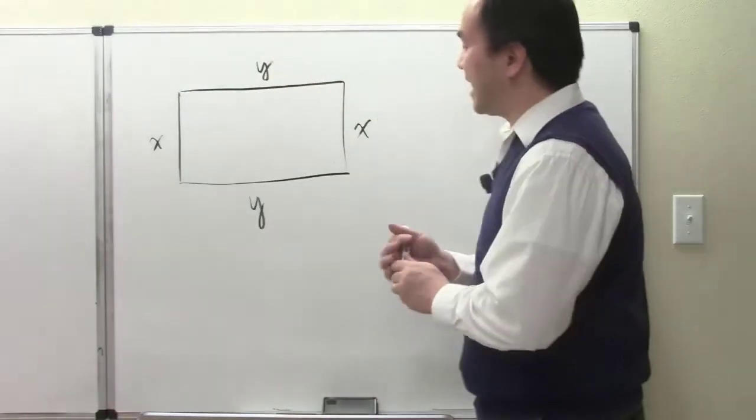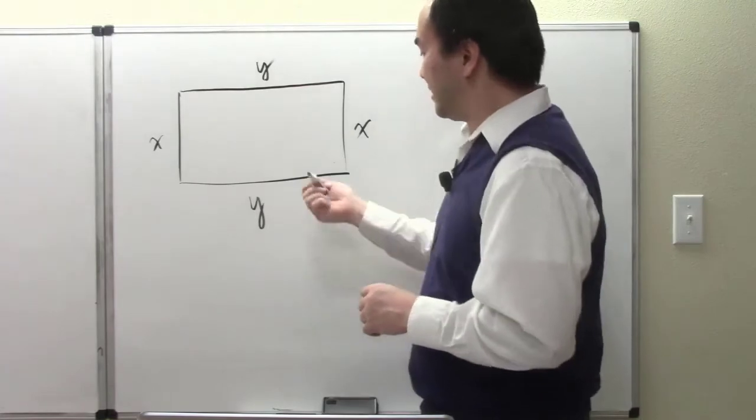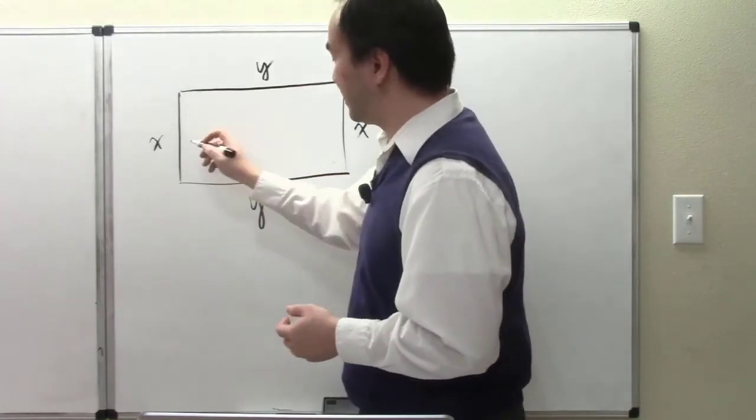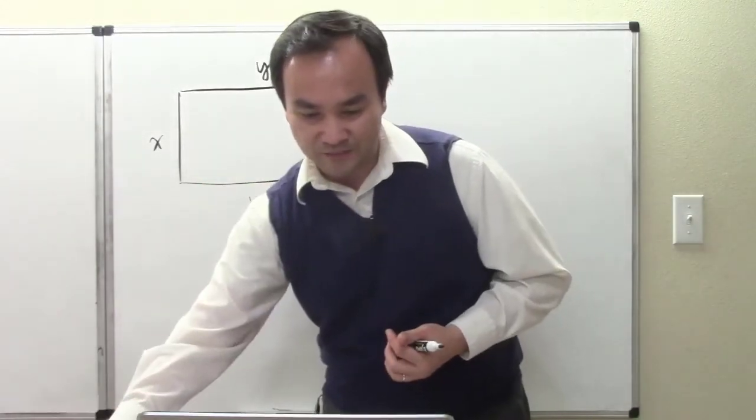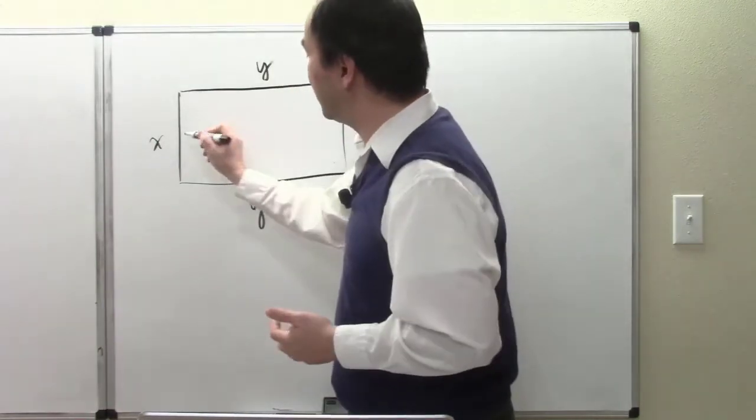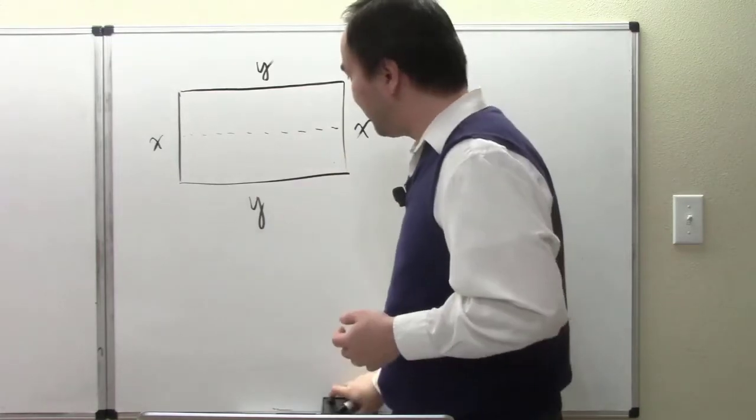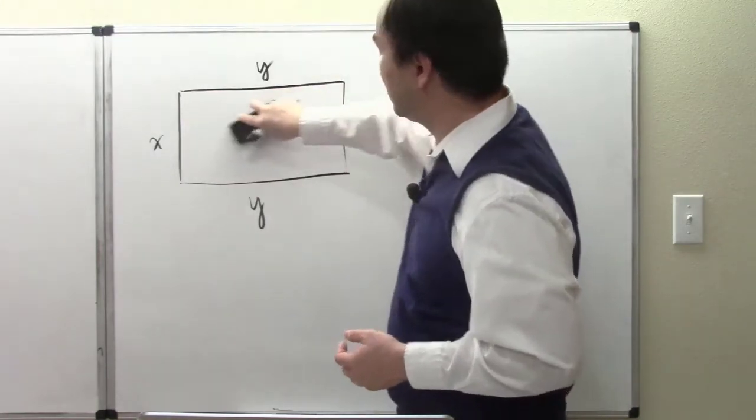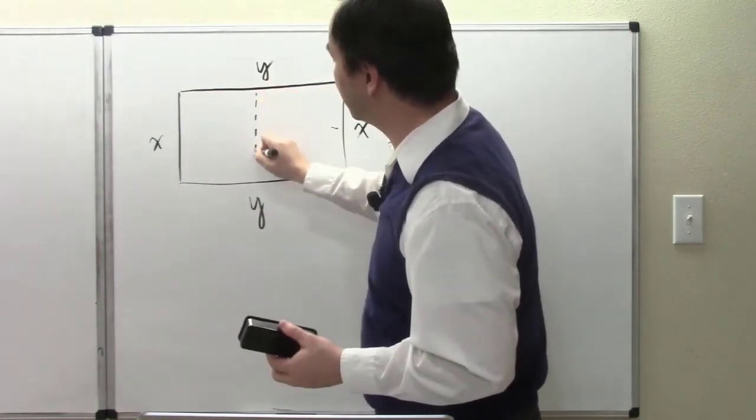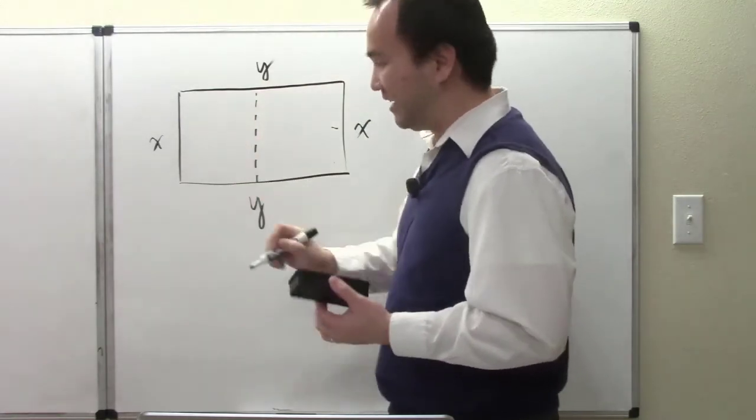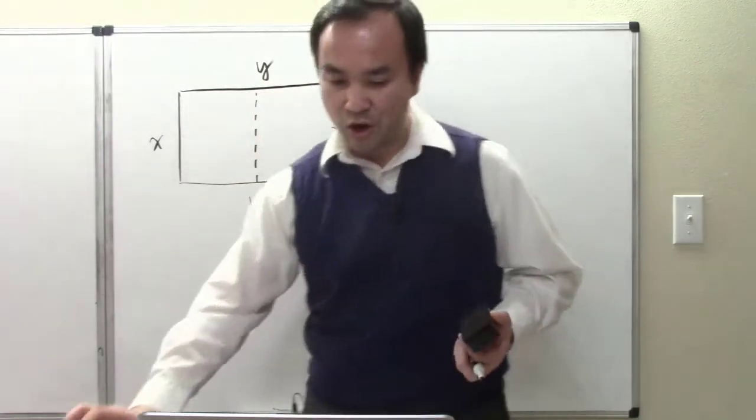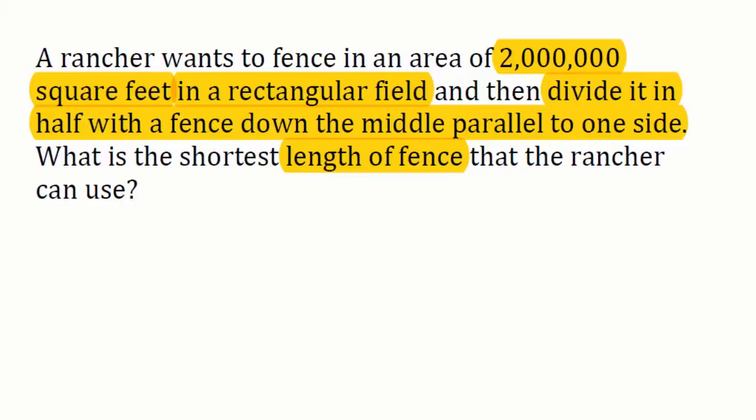Okay, so here's how it happens. You can actually go either this way. See, it's divided in half. So divided in half can be either this way, or we can divide this way. That's because we want to divide the area in half. And how do I know to do things like that? Because again, it says we want to divide the area in half with a fence down the middle, parallel to one side.